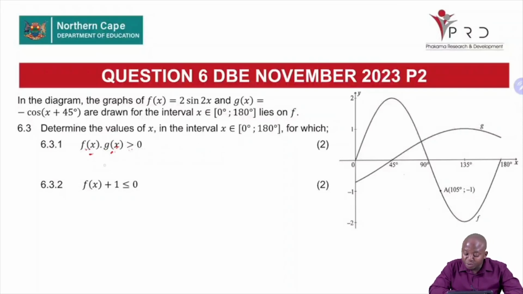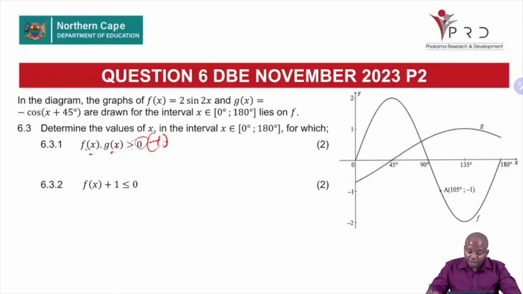Remember, I need to draw my boundaries. Where do I draw them? The sign changes of the graph after the x-intercept. So the first x-intercept is here. I draw the first boundary. Second one is here at 45. We do this and change there. Then we have another x-intercept here at 90. We have another one at 180. So remember the sign changes at the x-intercept.